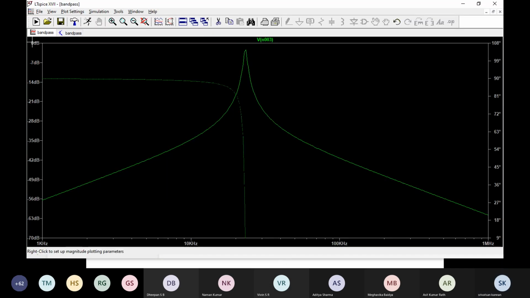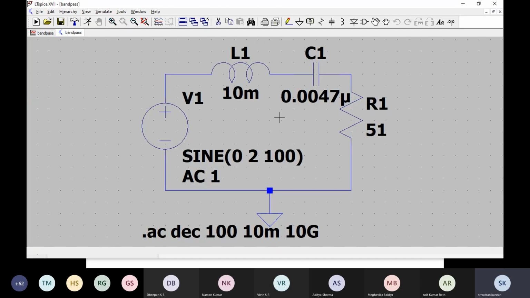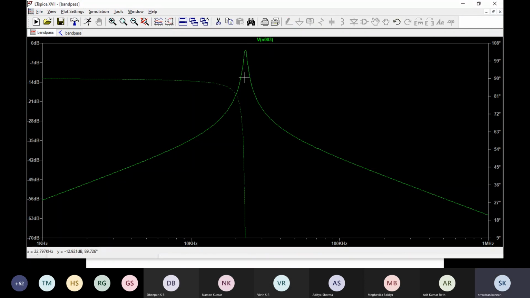So this is the circuit, right? This is the last circuit. Have you set these values for inductance, capacitance, resistance, and voltage? Yes, sir. So the next thing is you have to simulate it, and you can see the graph. So this is the graph. Are all of you getting this graph or not?